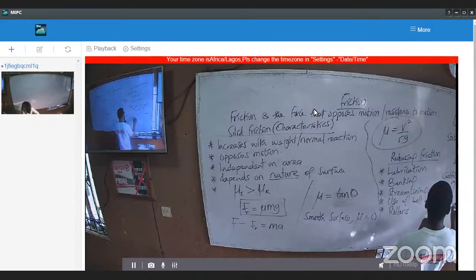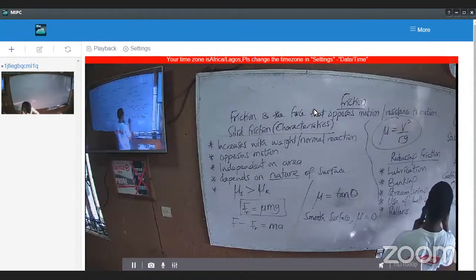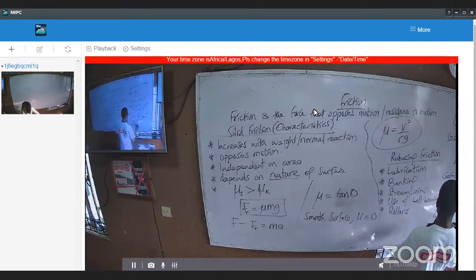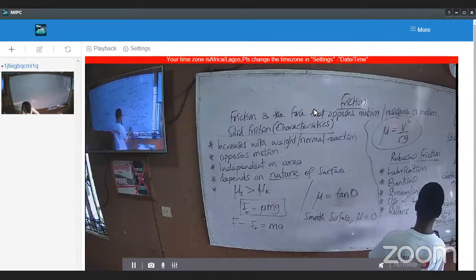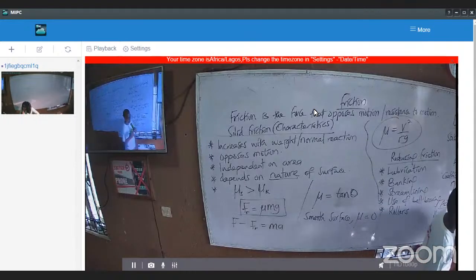Acceleration stage: weight minus upthrust minus viscous force is ma. The equilibrium stage: W equals U plus V. So that's all about friction.